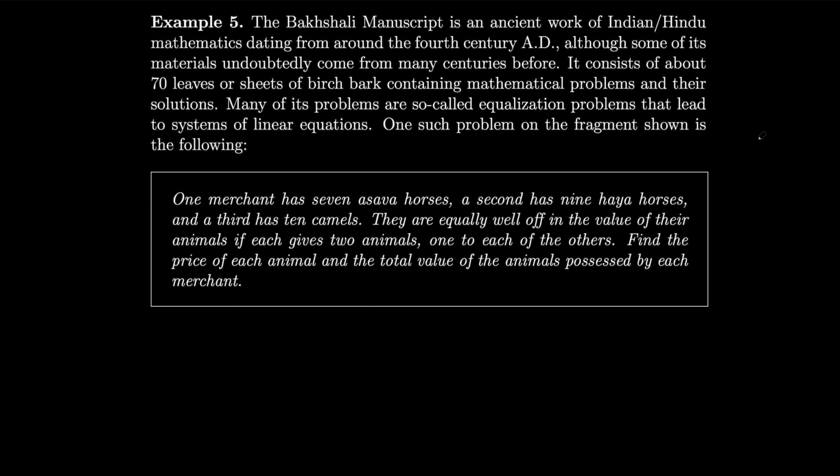One merchant has 7 Asava horses, a second has 9 Haya horses, and a third has 10 camels. They are equally well off in the value of their animals if each gives 2 animals, one to each of the others. Find the price of each animal and the total value of the animals possessed by each merchant.